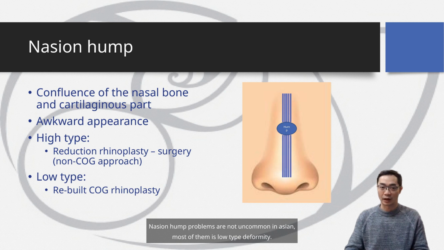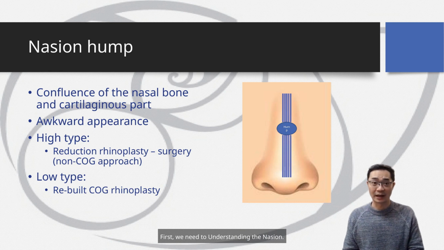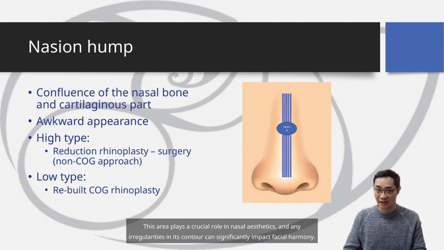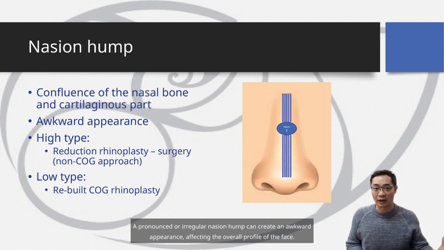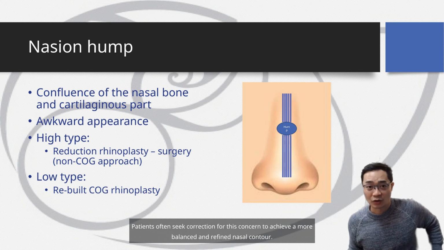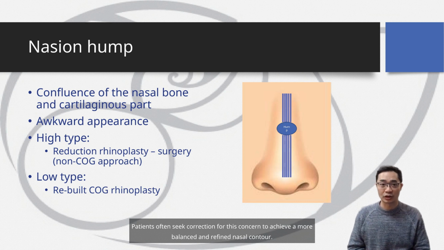Nasion hump problems are not uncommon in Asians. Most of them are low-type deformity. First, we need to understand the nasion. The nasion is the anatomical junction where the nasal bone meets the cartilaginous part of the nose. This area plays a crucial role in nasal aesthetics, and any irregularities in its contour can significantly impact facial harmony. A pronounced or irregular Nasion hump can create an awkward appearance, affecting the overall profile of the face. Patients often seek correction for this concern to achieve a more balanced and refined nasal contour.